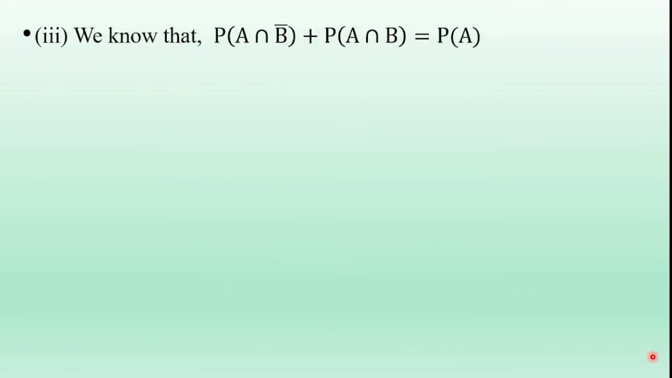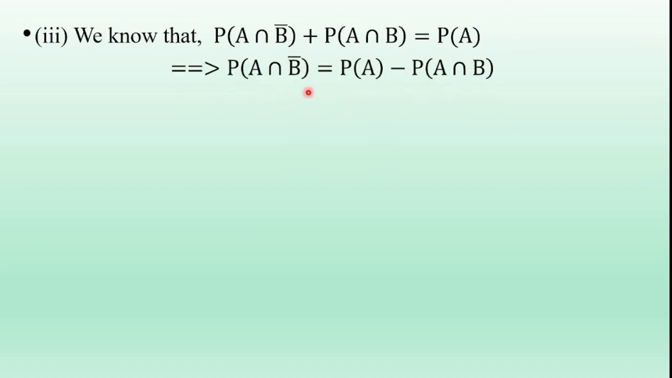Next, coming to the third bit solution. We know that probability of A intersection B bar plus probability of A intersection B is probability of A. This term goes to the RHS side. We have probability of A intersection B bar is equal to probability of A minus probability of A intersection B.